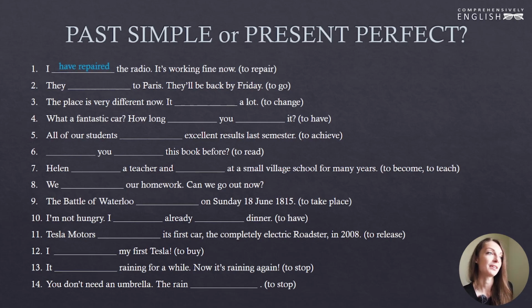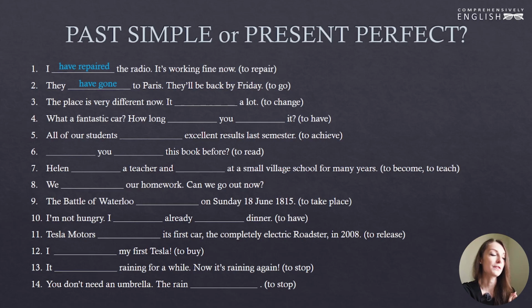I have repaired the radio. It's working fine now. Why do we use the present perfect tense here? Because our action has influenced the present. The radio is working now. They have gone to Paris. They'll be back by Friday. They have gone. They are here no more. They will be back on Friday. The period of time in which this action is important is not finished yet.